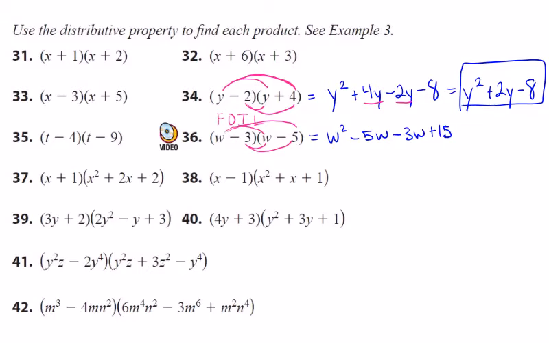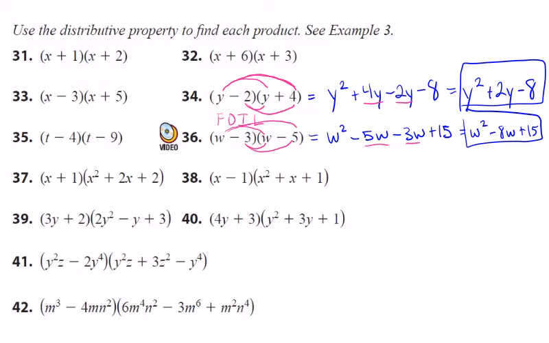All right, so then we combine like terms. They're in the middle. So we end up with w squared. Negative 5w minus 3w is negative 8w. And then plus 15.